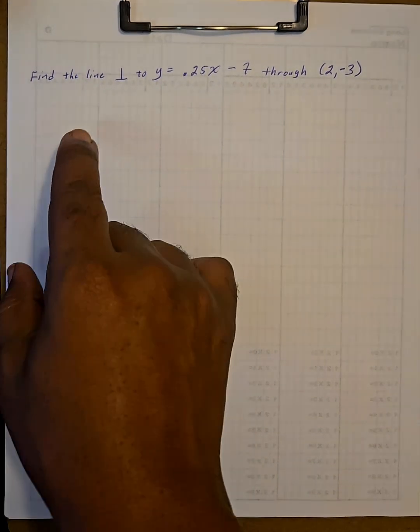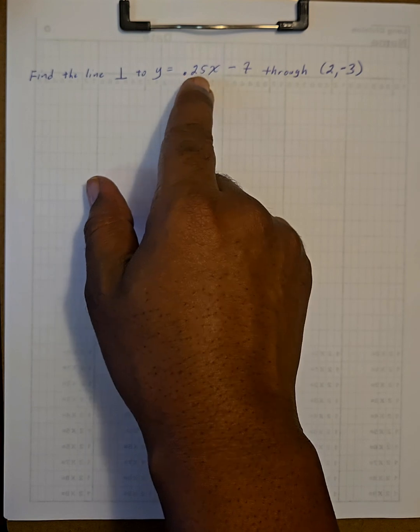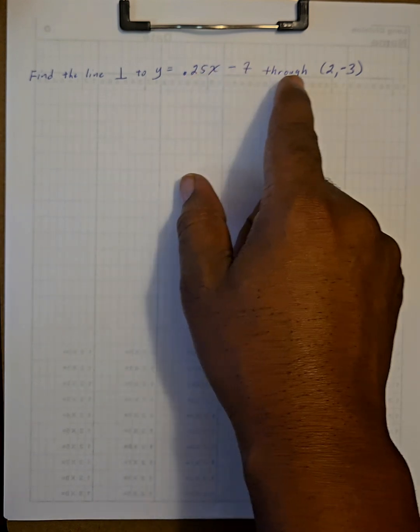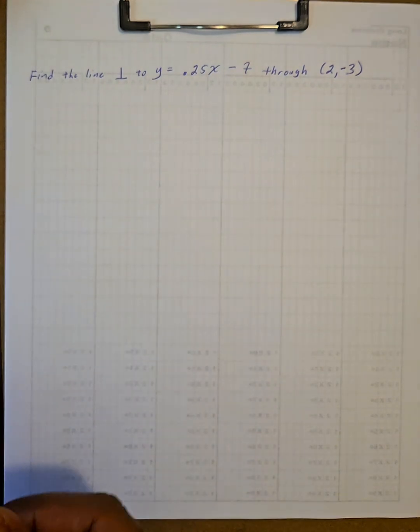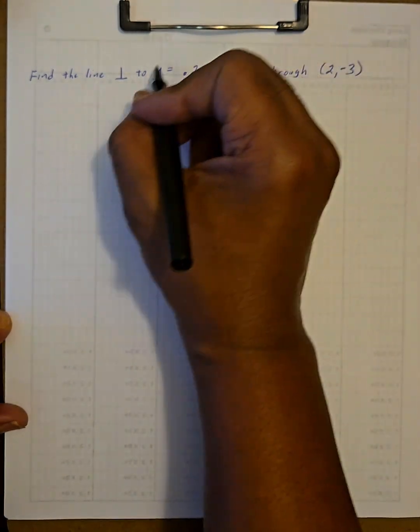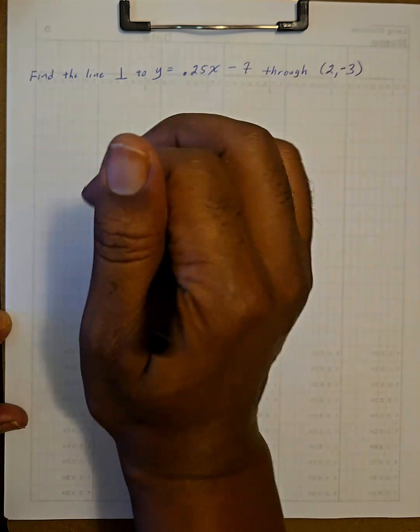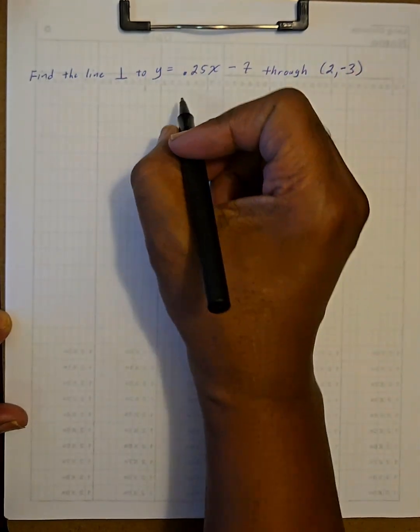We're going to find the equation of a line that is perpendicular to y equals 0.25x minus 7, and that goes through the point (2, -3). Now, let's get a visual of what's going on. We're going to graph what this looks like and then see what a line that's perpendicular to it, going through (2, -3), looks like.